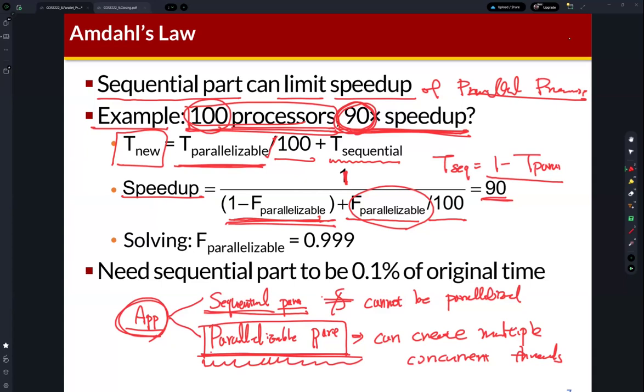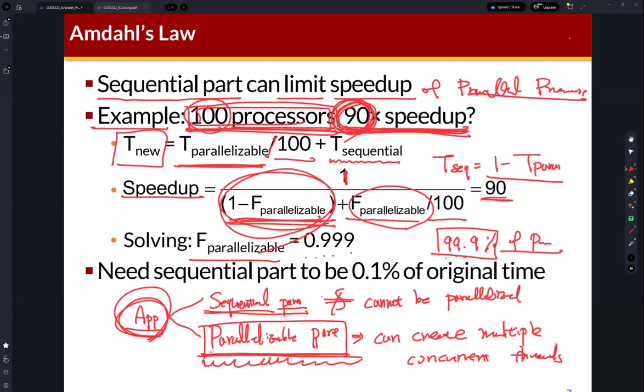If we solve this equation, the fraction of parallelizable part is 0.999. What does that mean? If our application includes 99.9% of parallelizable part, then using this processor configuration, we can achieve 90 times of speed up. So 99.9% of parallelizable part is nearly 100%, but the speed up is only 90 times. Our expectation is 100 times, but it's limited by this sequential part, right?